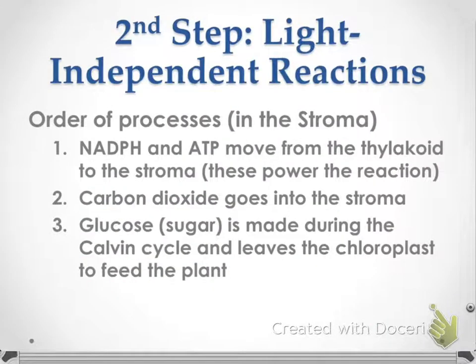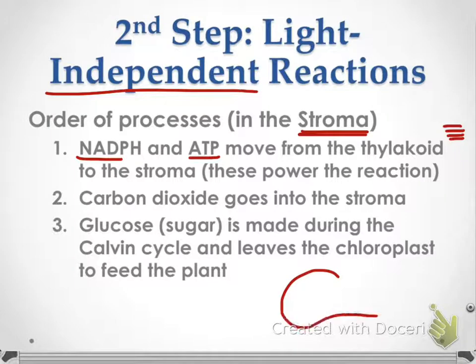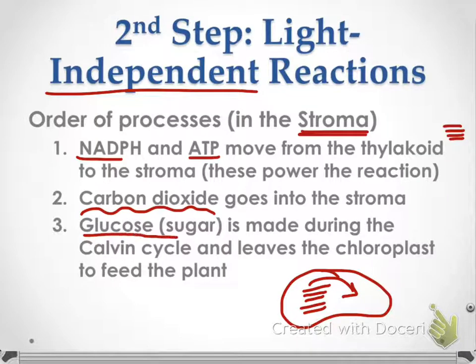So then you have light independent. This happens in the stroma. So this happens in that space. Your NADPH and your ATP move from the thylakoid, which were on the left side of the chloroplast. Here, I'll draw it down here. So they move from here into this open space, which is the stroma. Then carbon dioxide also enters the stroma, and as a result, glucose or sugar is made during the Calvin cycle, and that leaves the chloroplast to feed the plant.